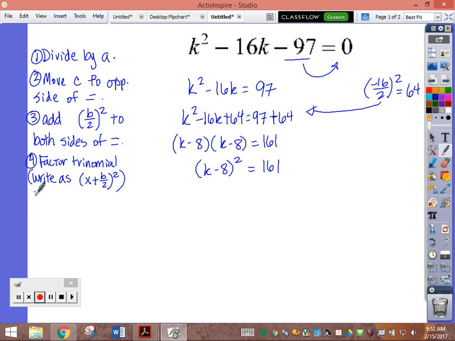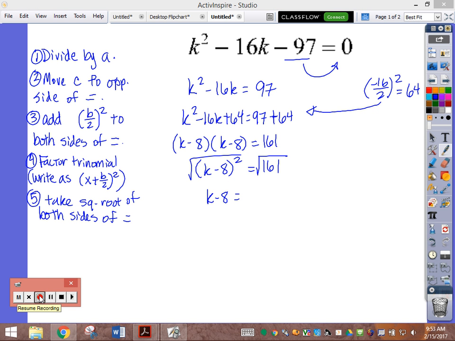Now the next step is what we would do to solve this equation. We would take the square root of both sides of the equal sign. So if I take the square root of both sides, it would look like that. The square root of something squared, those are inverse operations, so they cancel each other. And is 161 a perfect square? No, it is not. So I would then try to factor 161 if I could.